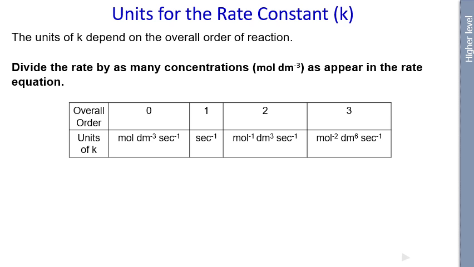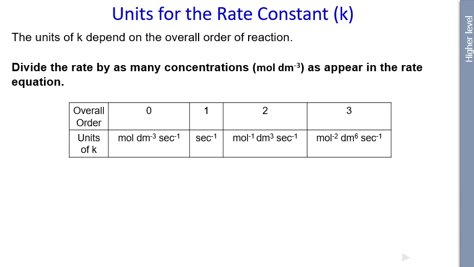If the overall order is 1, it's reciprocal seconds. If the overall order is 2, it's per mole, decimeters cubed per second. And if the overall order is 3, then it's moles to the minus 2, decimeters to the power of 6 per second.